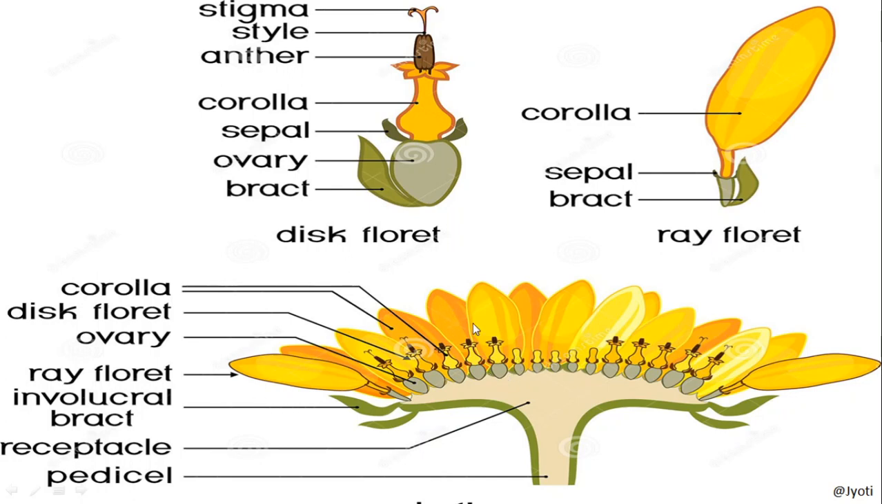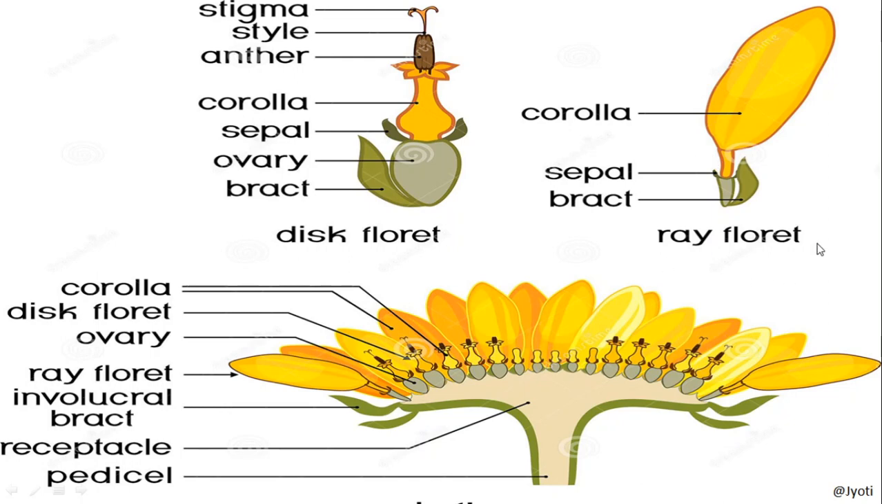And why are the ray florets called ray floret? Because they are developed in such a way that they appear like rays emerging out of the disc-shaped area. Here you can see at the center the younger flowers are there, not completely developed, whereas at the periphery you can see the larger, older flowers. This type of arrangement is known as centripetal arrangement.